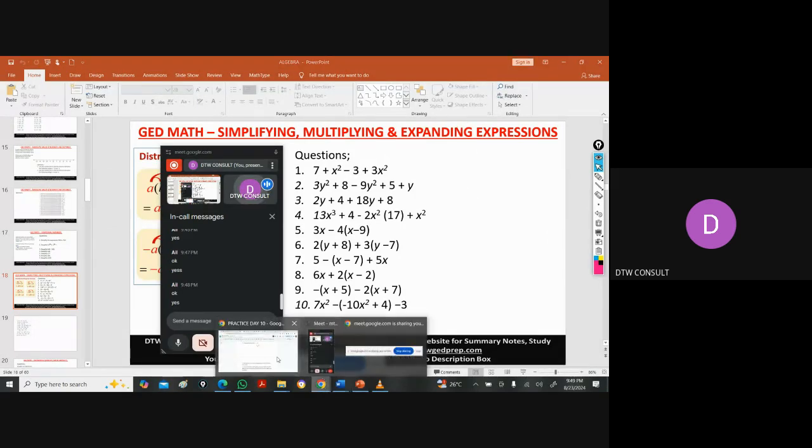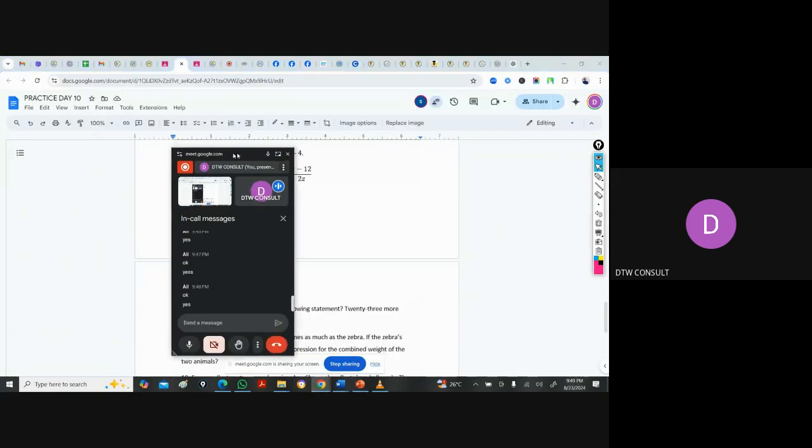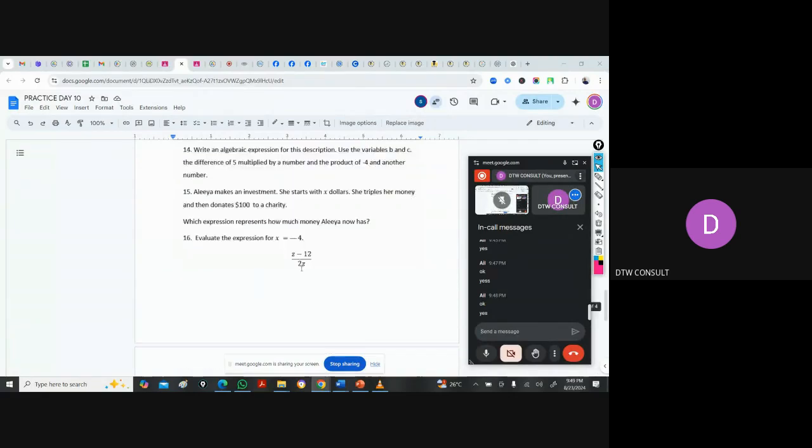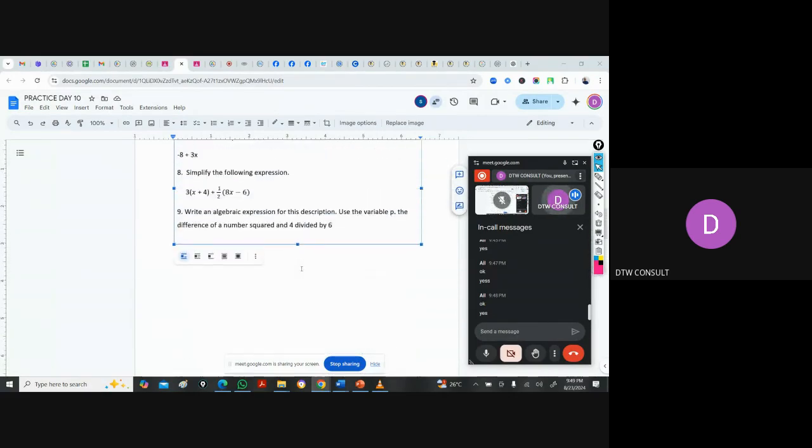Okay, so let's go back to the word problems we're looking at. From number 9, we have this word problem. It says, write an algebraic expression for this description. Use the variable p. The difference of a number squared and 4 divided by 6.